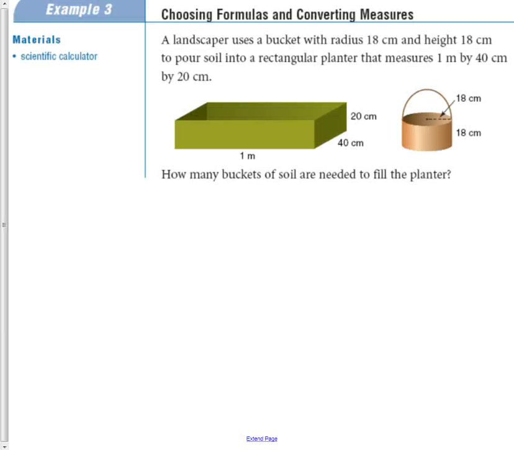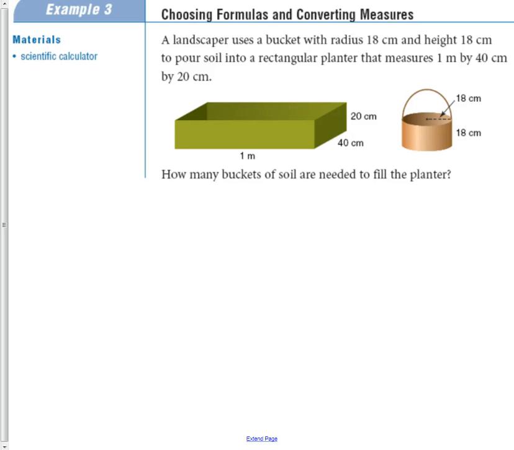The last example is something a little more familiar here. No formula is provided, but it's a familiar shape or pair of shapes. These aren't composite solids, so we just use our individual formulas for these. We have a bucket with radius 18 centimeters, a height 18 centimeters. We're pouring soil into a rectangular planter that measures 1 meter by 40 centimeters by 20 centimeters, and we're trying to determine how many buckets of soil are needed to fill that planter.